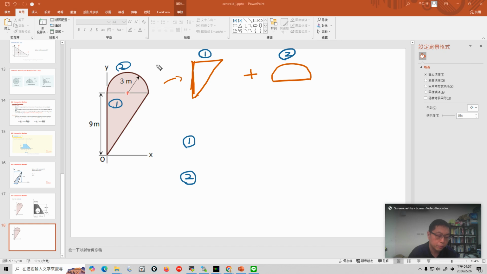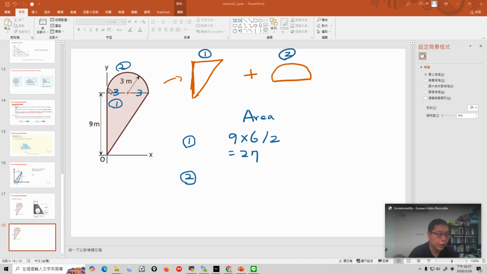First of all, we should also calculate the area of each part. This is a right triangle, and its area is very easy for everyone. This side is 3, this is 3, so this is 9, and the area is 9 times 6 divided by 2. The value is 27.